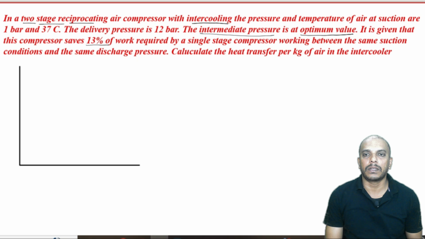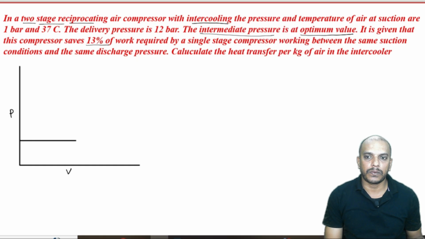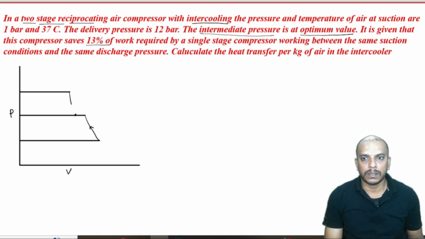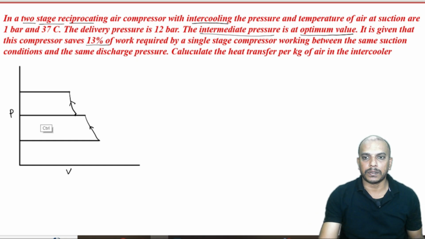clearance volume. So, I am drawing now the PV diagram for a multi-stage air compressor. Now, this is without clearance volume. So, we will have two stage. Now, this is our first stage compression, then there is intercooling. So, this will be our second stage compression. This is our second stage compression.